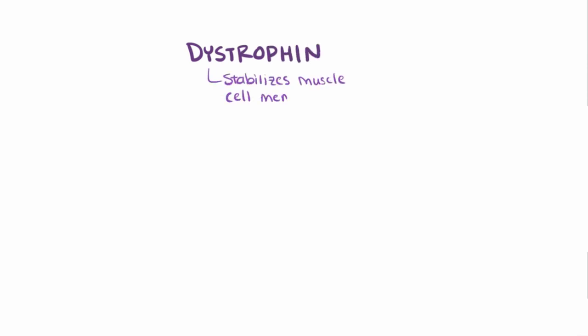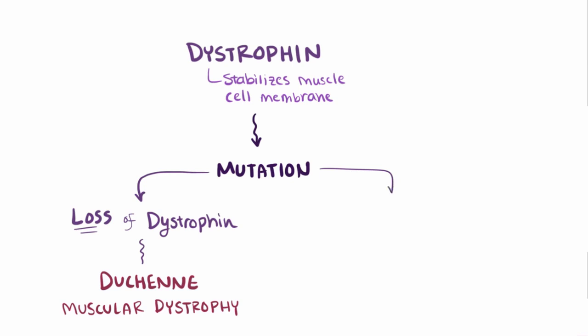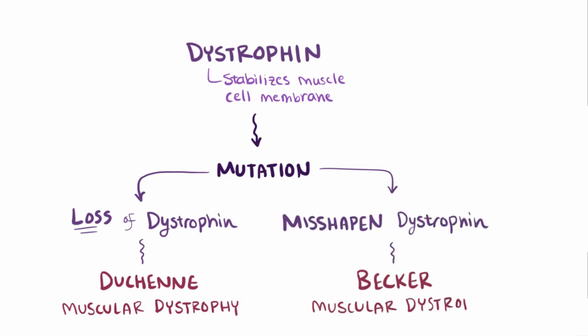Okay, so as a quick recap, the protein dystrophin is super important for stabilizing the muscle cell membrane. Mutations in the dystrophin gene that lead to a loss of dystrophin leads to Duchenne muscular dystrophy, whereas mutations in the dystrophin gene that leads to misshapen dystrophin leads to Becker muscular dystrophy.